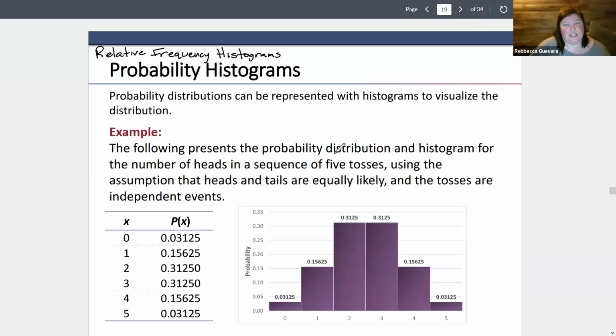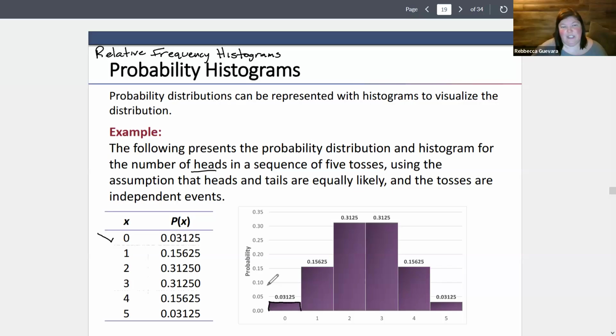The following represents the probability distribution and histogram for the number of heads in a sequence of 5 tosses, using the assumption that heads and tails are equally likely and tosses are independent events. If we are tossing 5 coins, we're likely to get 0 heads, 1 head, 2 heads, 3 heads, 4 heads, or 5 heads. About 1 out of 32 times you get 0 heads.